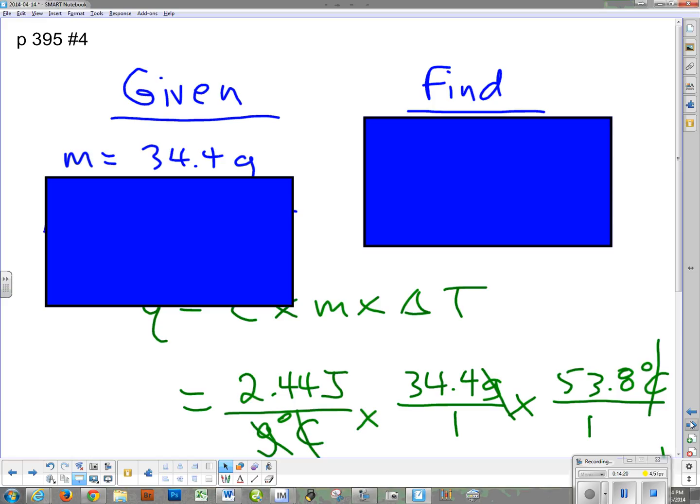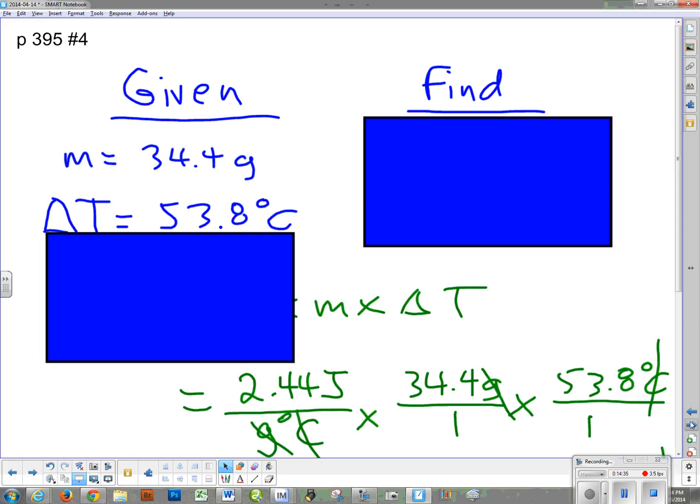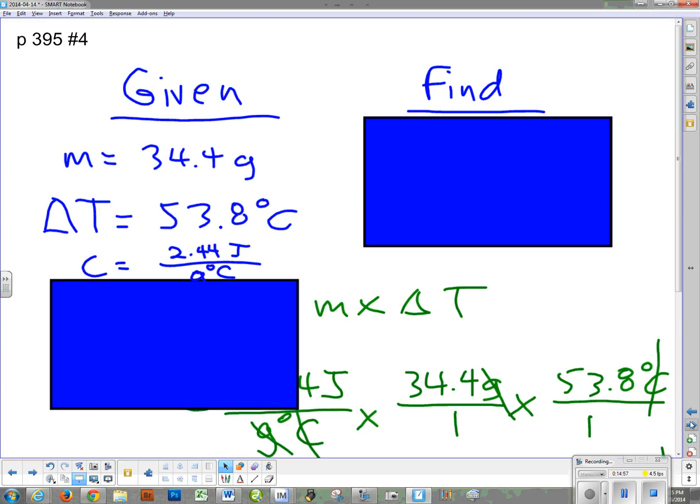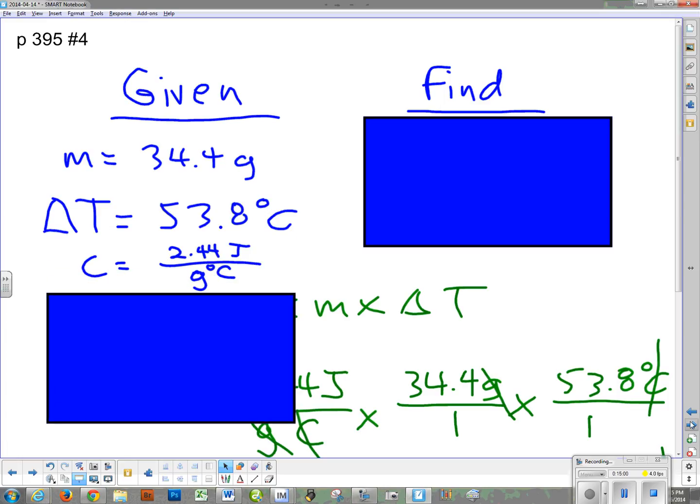William, do you have another given? What else is given? Come on, we just went through them. Well, you're close. 53.8 is our delta T. Cassandra, what do you have for one more variable? Do we have one more? Ah, good. The specific heat. Had to get that out of the table, didn't we?